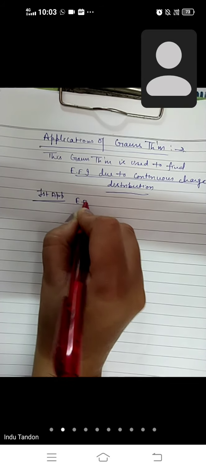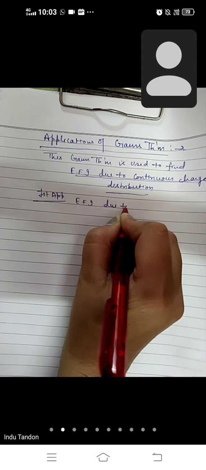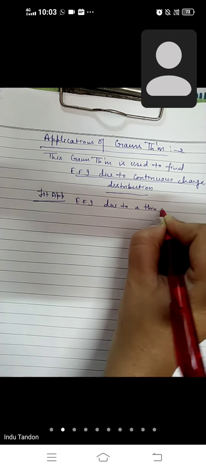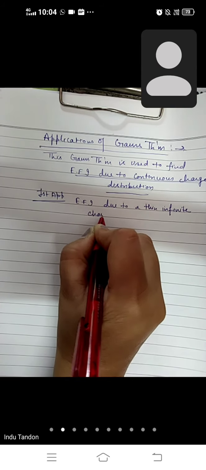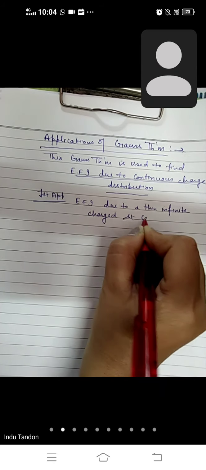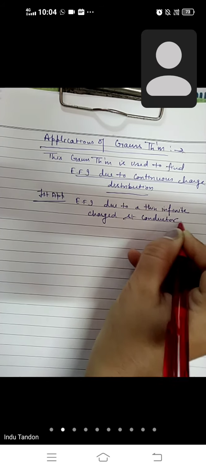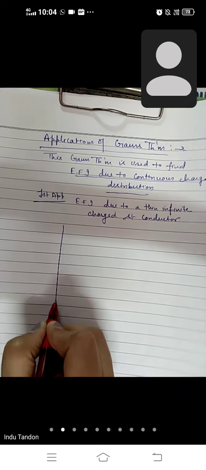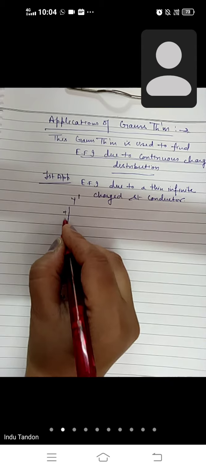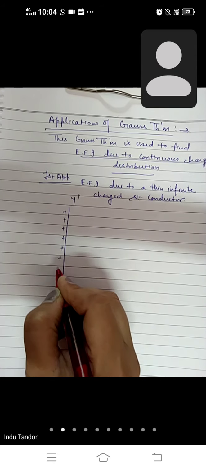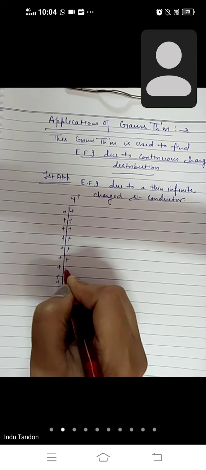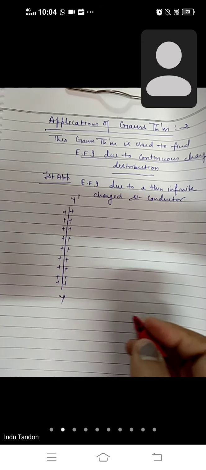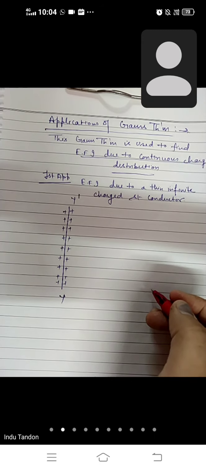So first application is electric field intensity due to a thin infinite charged straight conductor. You have a charged straight conductor. This is a straight conductor, let it be y dash. Its length is very large and it has the charge q, positive charge. So what is the direction of electric field lines? It is radially outward. Is it right?